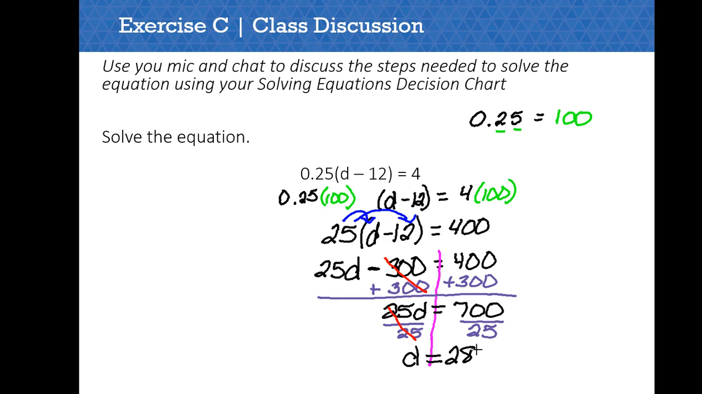So that is an example of getting rid of decimals from an equation, as well as dealing with if you have distributive property within. Ignore the parts that are inside the parentheses temporarily until you get rid of the decimal or the fraction, depending on which it is, and then you are able to solve.